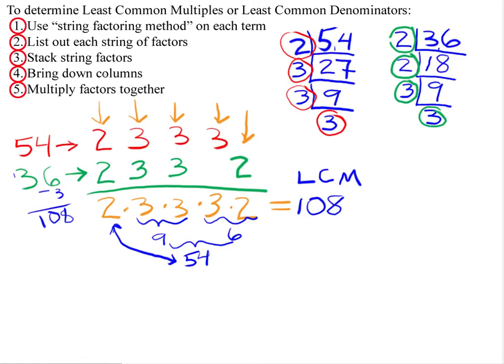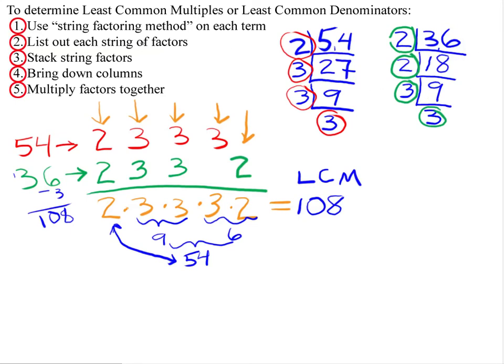And these are the 5 steps to carry out. First of all, we use the string factoring method, which is kind of like upside down division. And you develop here a string of the lowest possible numbers, or in other words, prime numbers, that can be divided into your target number up here. And then we do the same thing for here. If you have 3 numbers, you would do another number and do another string.